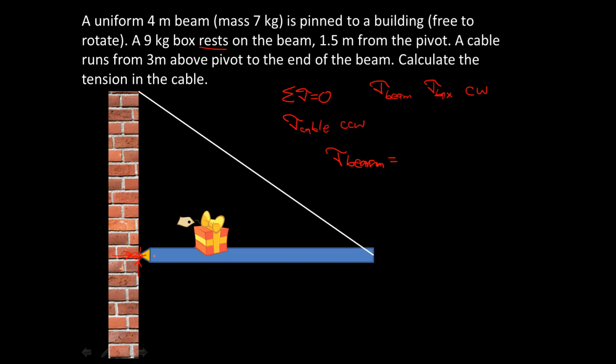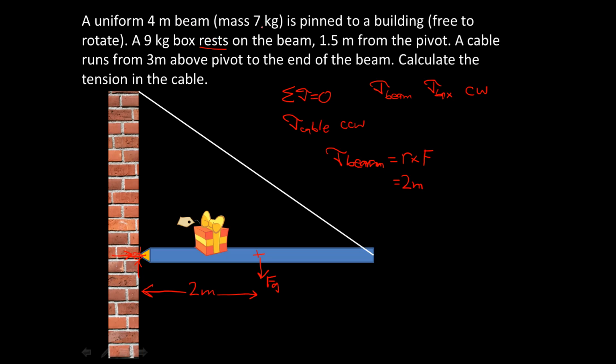When we have it uniformly distributed, we can think of all of the forces acting at the midpoint of our beam. We're going to have a force of gravity down from that, 2 meters from our pivot point. So the torque from the beam, R cross F, with that distance of 2 meters. These are at 90 degrees, so I can get the full value of my torque here. It's a 4-meter beam, so our distance is 2 meters.